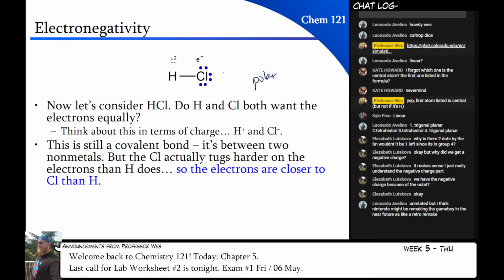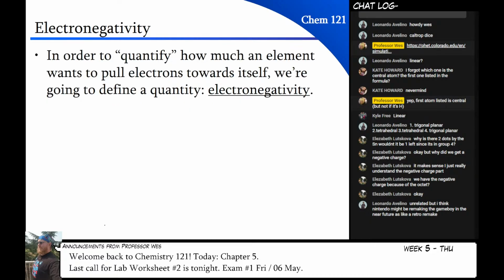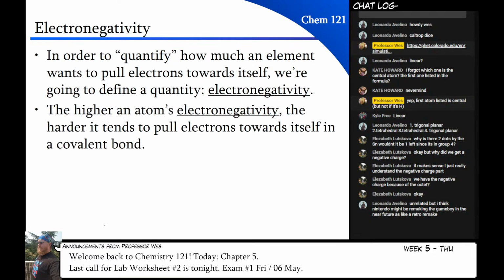Now, later on, we're going to learn that we can draw symbols for this. So I draw something like this, or I would draw something like this to represent that my molecule is polar. But first, let's talk about this concept, electronegativity. Electronegativity is a ranking of atoms of how strongly they will pull electrons towards themselves.